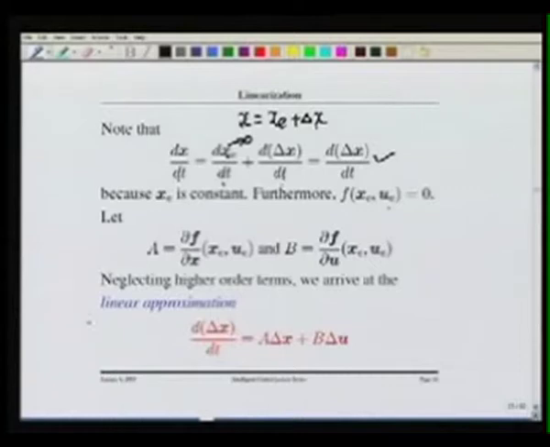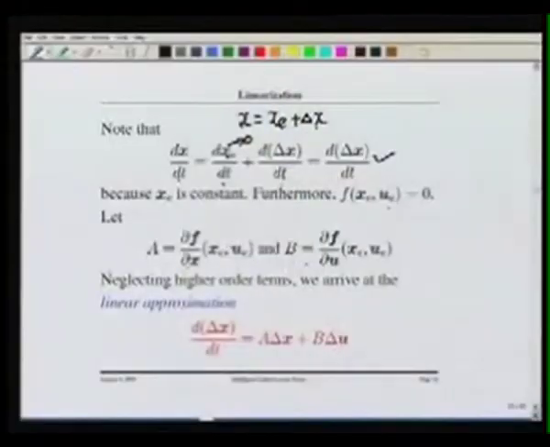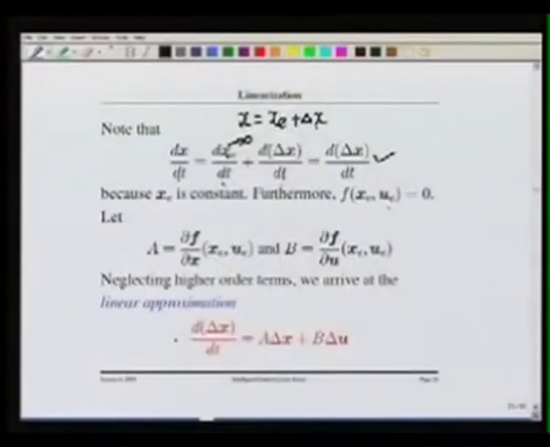Now, we have already computed in the previous slide that this matrix is the A matrix and this matrix is the B matrix. As we defined, A is del f upon del x, B is del f upon del u, and we have neglected the higher order terms. So, we arrive at the linear approximation: d delta x upon dt is A delta x plus B delta u.